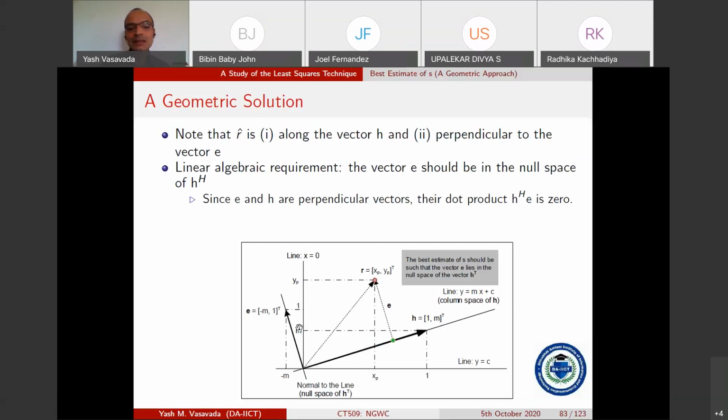In this case, the direction which is perpendicular to H is minus M, 1, because if I take the dot product of E with H, it will become 0. Minus M times 1 plus 1 times M, which is 0. So the dot product has to be 0. Why do you think the dot product is 0 when E is in the null space of H?